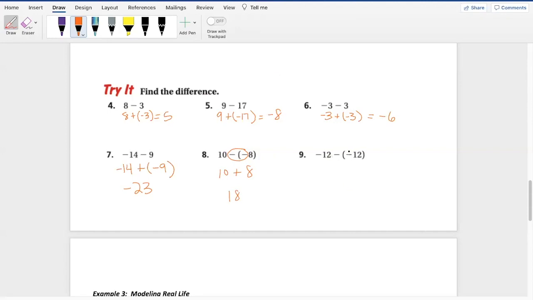And then here, again, there's that subtracting a negative. That's going to turn positive. So I have -12 plus 12. There's our additive inverse property again. When we're adding opposites, we know they cancel each other out. We're going to get 0.